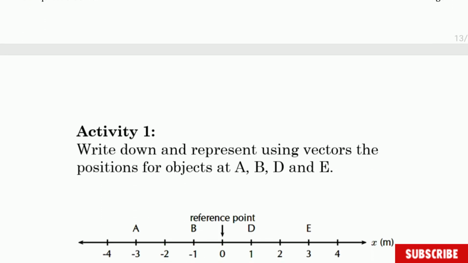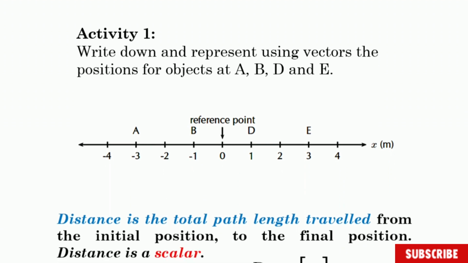We're almost done with this video. Now, in this question, it's just to practice. Write down and represent using vectors the position for objects A, B, D, and E. We are not going to do all those. We are going to do, for instance, A, using vectors.